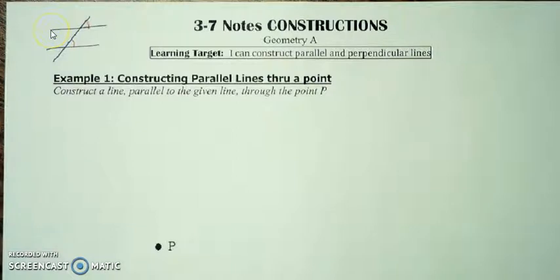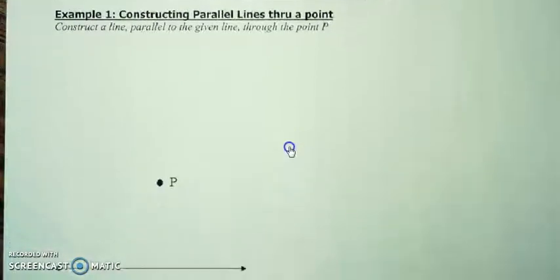If you remember from earlier in this unit, if you have parallel lines crossed by a transversal, then corresponding angles are congruent. So what we're going to do is create a transversal connected to two parallel lines and then construct congruent angles, which we have done before.